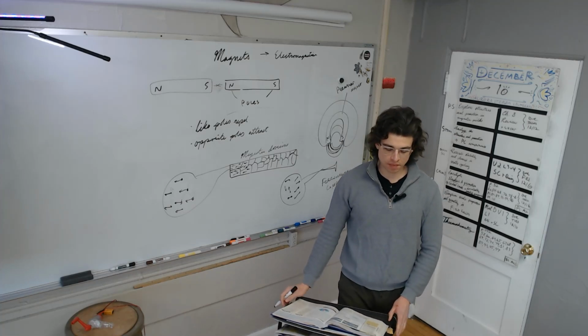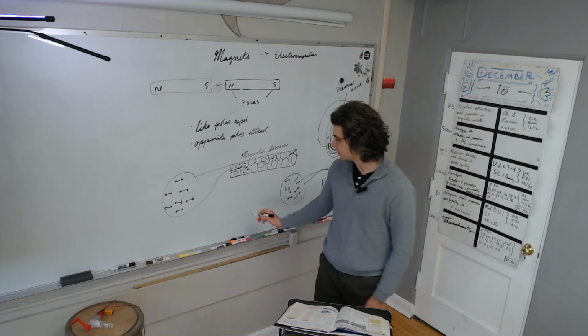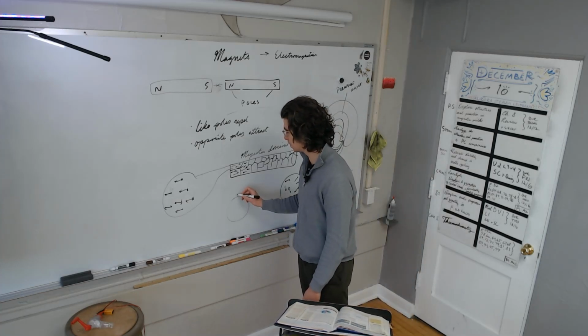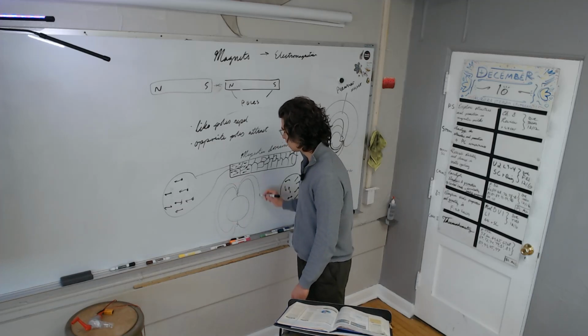What's the biggest magnetic field around? Earth. Earth itself behaves as a magnet with a north and a south pole. In fact, that's why we call the north and south poles of Earth that.